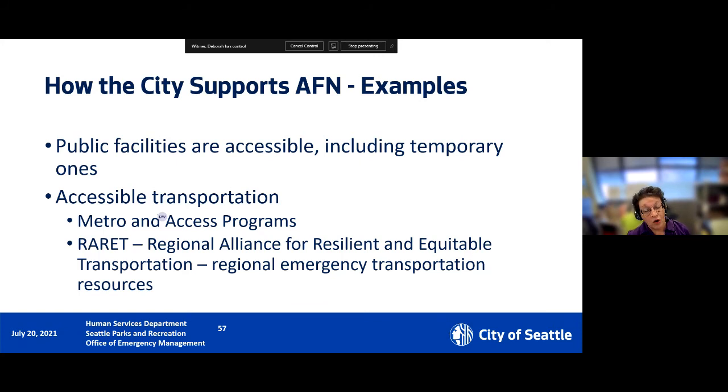In addition, the city also actively participates in the Regional Alliance for Resilient and Equitable Transportation. I love this acronym, RARET. This regional group works collectively to improve transportation access for vulnerable populations in a disaster. We saw some of this work during COVID as we were able to put together some transportation options to help people get to testing and vaccination services.